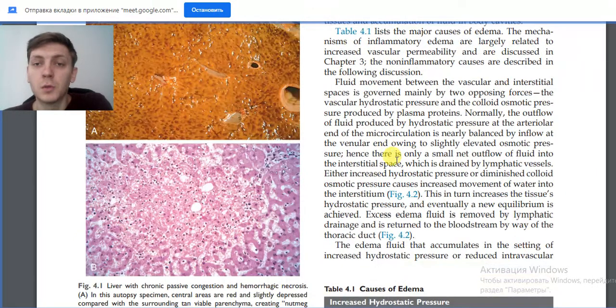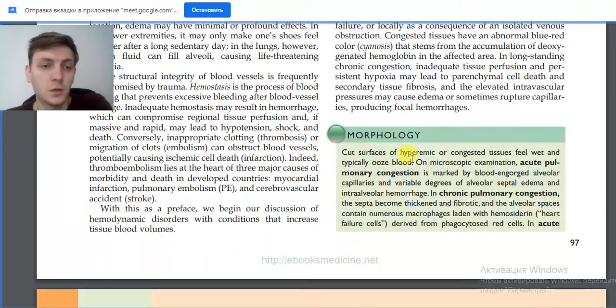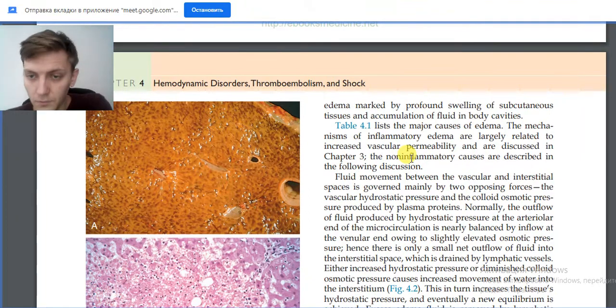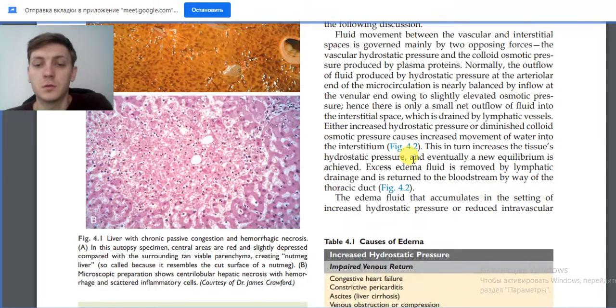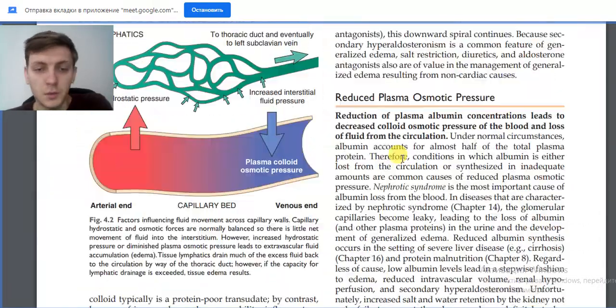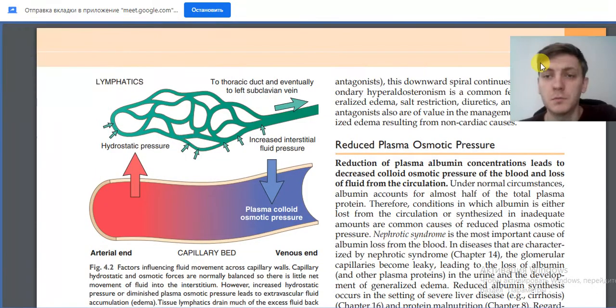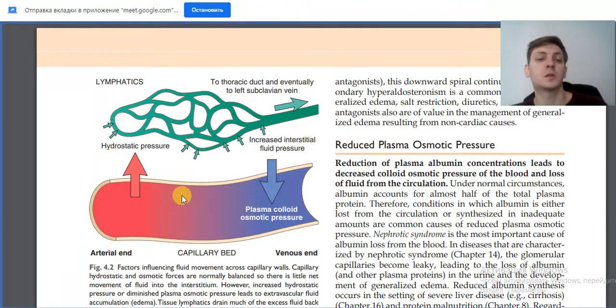So, normal, and what we have to discuss here is fluid movement outside of the vessels. There might be a diagram here. Okay, this diagram. So let's talk about this diagram. Normally, what happens in our circulation system?